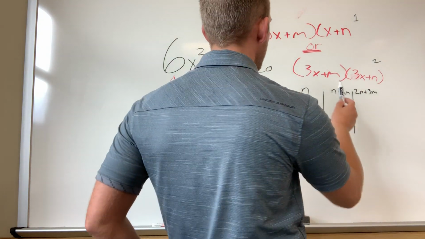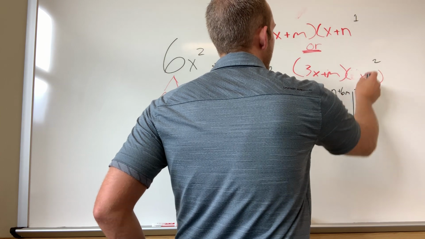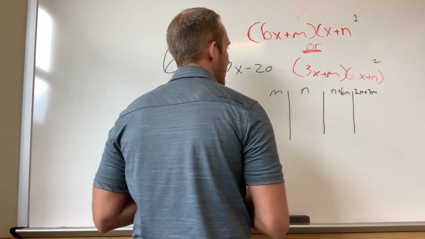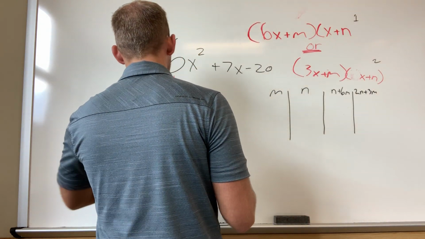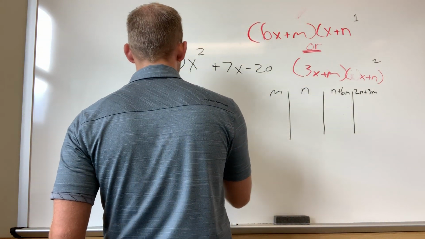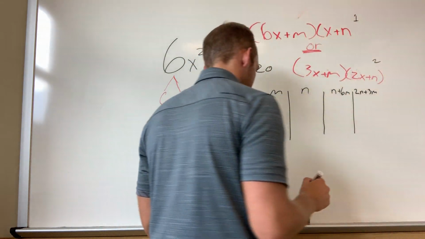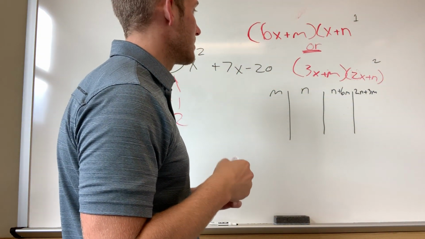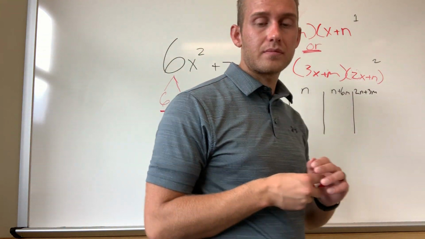Yeah, because, no, so I messed up. So this one would have to be a 2 right here, because 2 times 3 is 6. All right, let's start going through these.